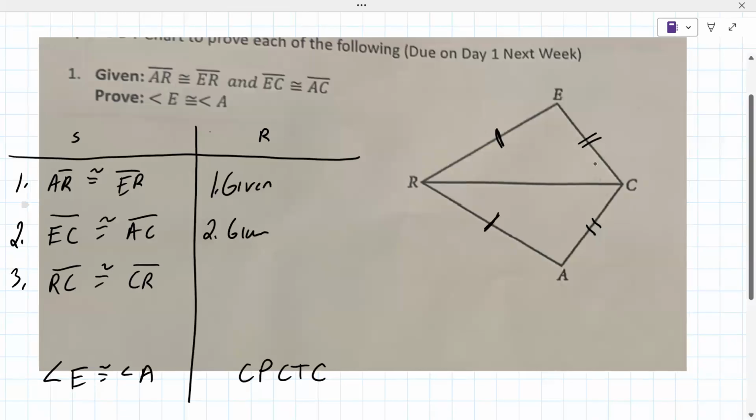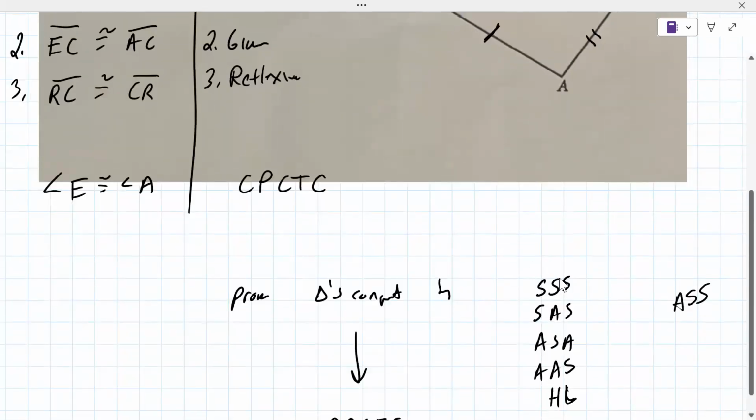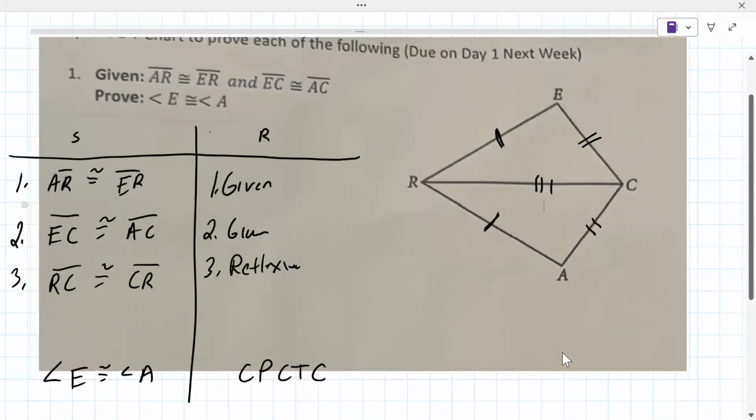Wait, what's that called? I remember learning that in class. It's reflexive, yeah, reflexive. So it's like you look at yourself in the mirror, same guy is standing there. That's reflexive. So you can then do this. And what you're always doing is you're always looking ahead. You're like, what do I need to prove the triangles are congruent? Three sides, two sides and an angle, two angles and a side, but in a different order. And now you have it.